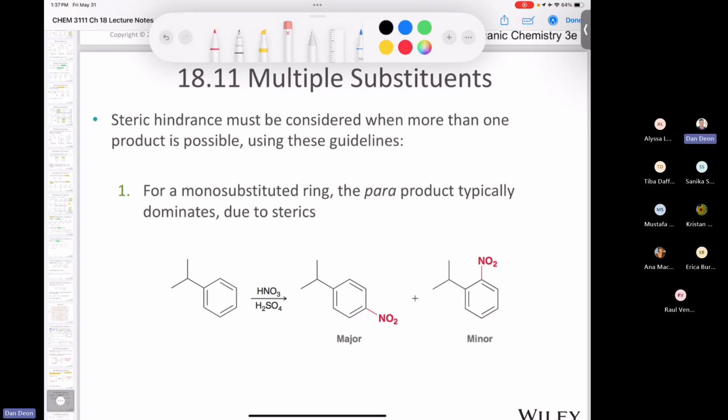mono-substituted ring, okay? Like, let's say you have isopropylbenzene, like this compound here. This is an isopropyl group. What I told you was, except for toluene, which is methylbenzene, the para product is always going to be the major product, okay? And that's based off of sterics, right? Because there's free rotation around this bond, okay? So the para product is going to be the major product. Again, the only exception would be toluene, where you're going to get mostly ortho product.